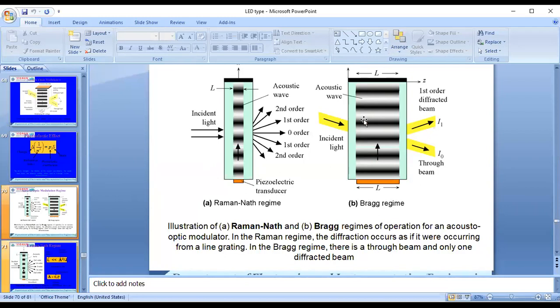Based on the Bragg's equation, the length of this sensor is going to change the total output. The diffracted beam output will be received as I1 and I0. Both of these will be received in the Bragg's equation based acousto-optic modulator. Whereas if you consider the Raman-Nath arrangement, we can get a number of lines in a diffraction grating.